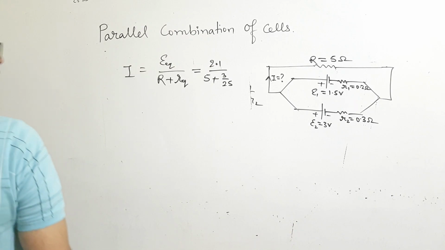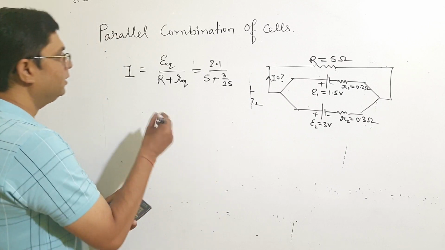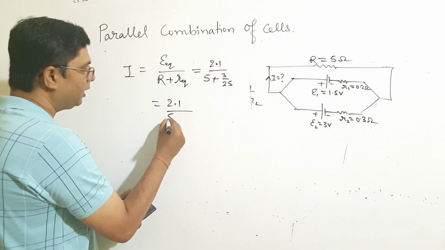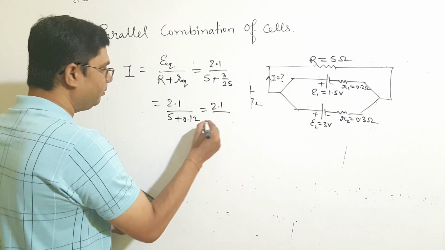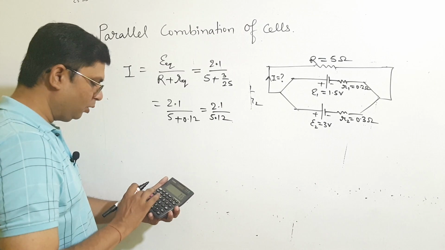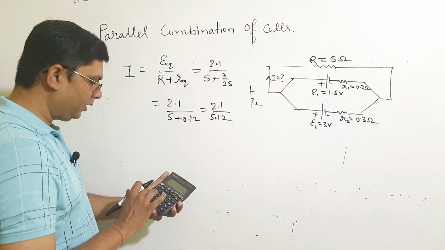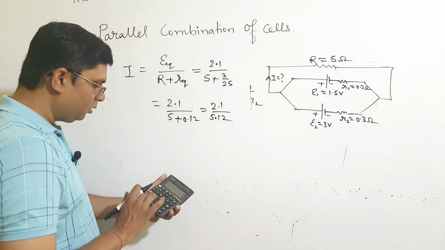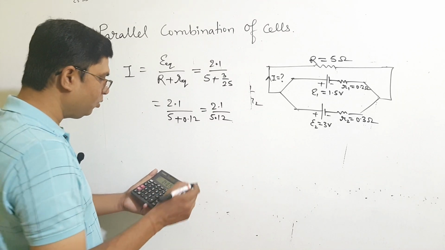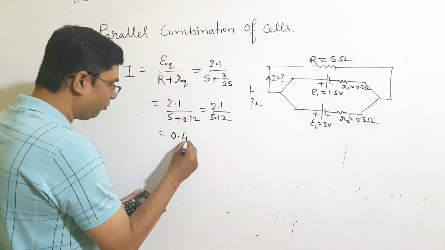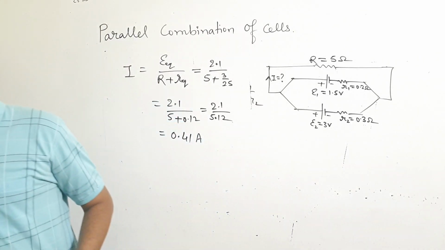So here you have 3 divided by 25, it is 0.12. So 2.1 divided by 5 plus 0.12. So you have 2.1 divided by 5.12. 2.1 divided by 5.12 comes out to be 0.41 ampere. So the current is 0.41 ampere.